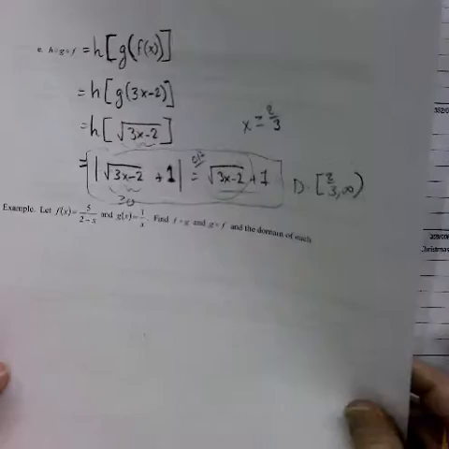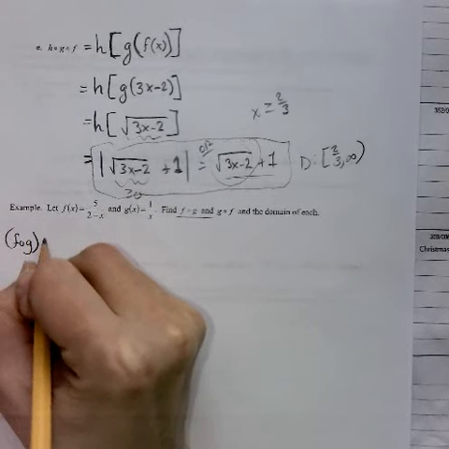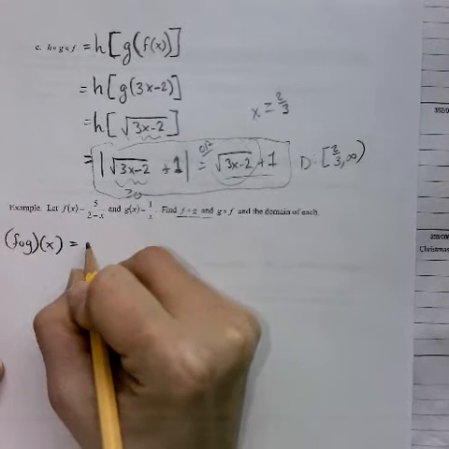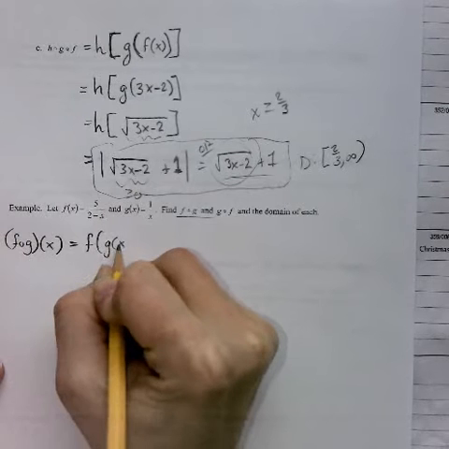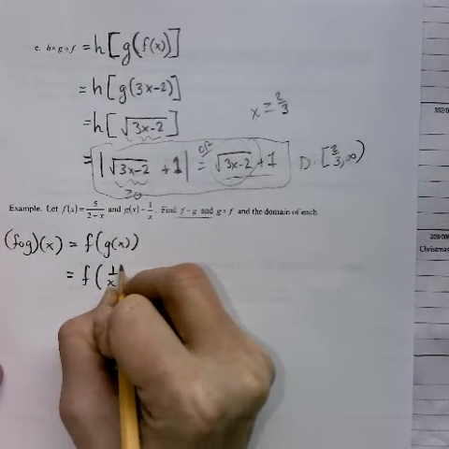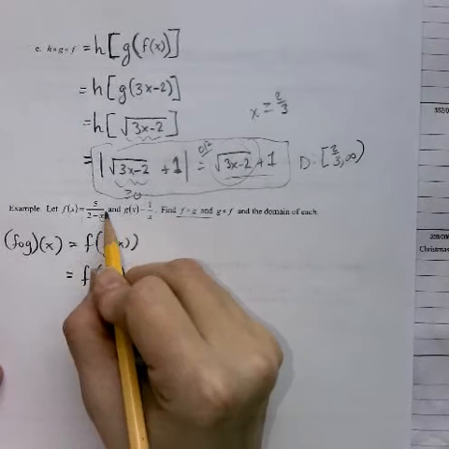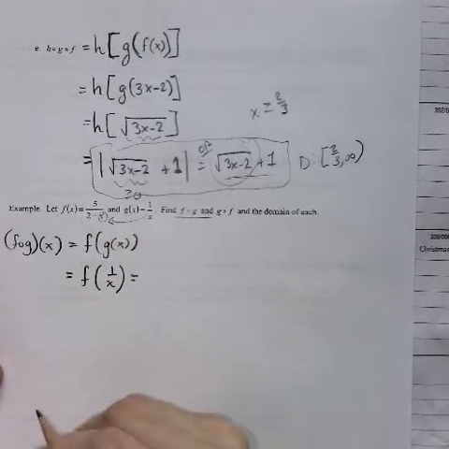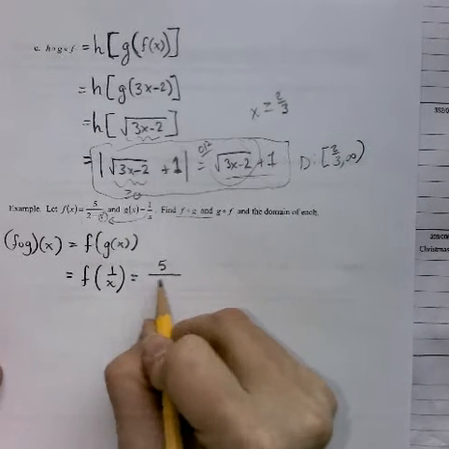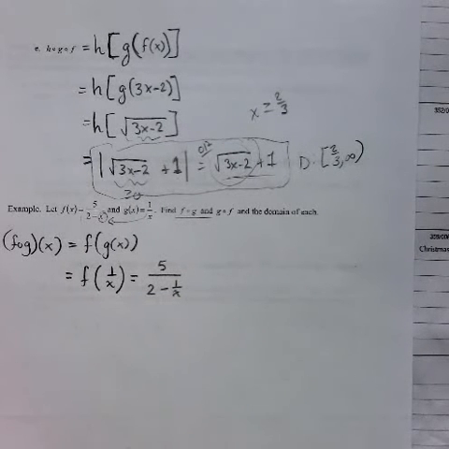Let's do f composed with g first. And again, we'll use x as our input. So this is f at g at x, which is f at 1 over x. Alright, so here in f, we're going to replace this with 1 over x. So we got 5 over 2 minus 1 over x. Well, that's not how we want to leave the answer, because we have a fraction and a fraction. So this is a complex fraction.